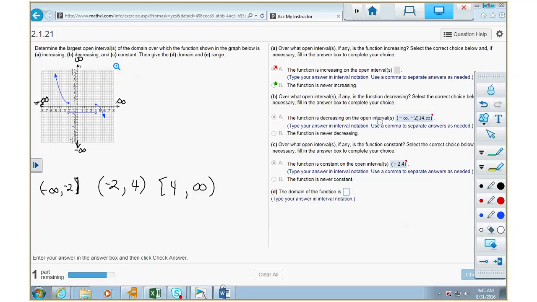I don't know what they're asking. We'll look at it in a minute. I think it's doing it by parts, is it not? Yeah. Okay. So that's how you do the domain for that function.